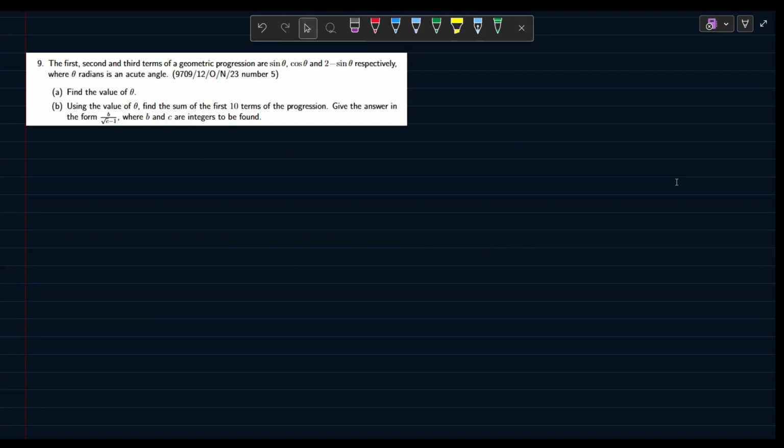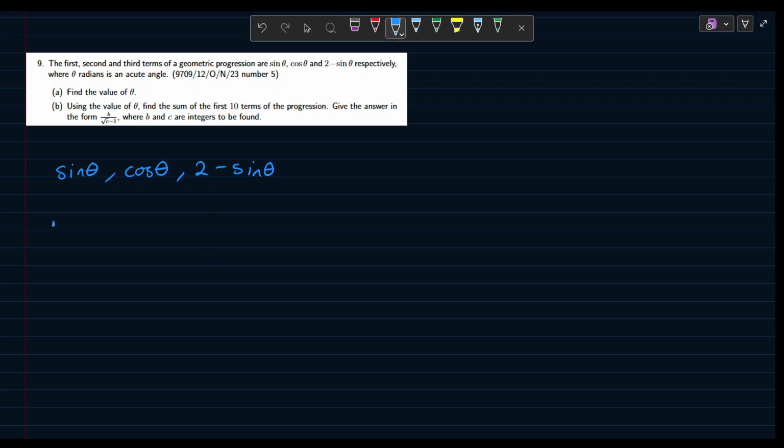Now let's look at this example. We're given that the first, second, and third terms of a GP are sin theta, cos theta, and 2 minus sin theta respectively, where theta radians is an acute angle. Part A says to find the value of theta. Okay, so this is a GP, and we're given that the first term is sin theta, the second term is cos theta, and the third term is 2 minus sin theta. So to find theta, we can create two equations in terms of r and theta, where r is our common ratio.